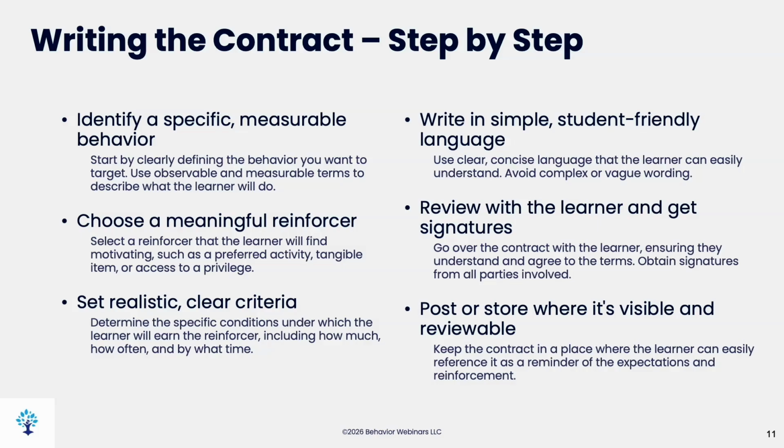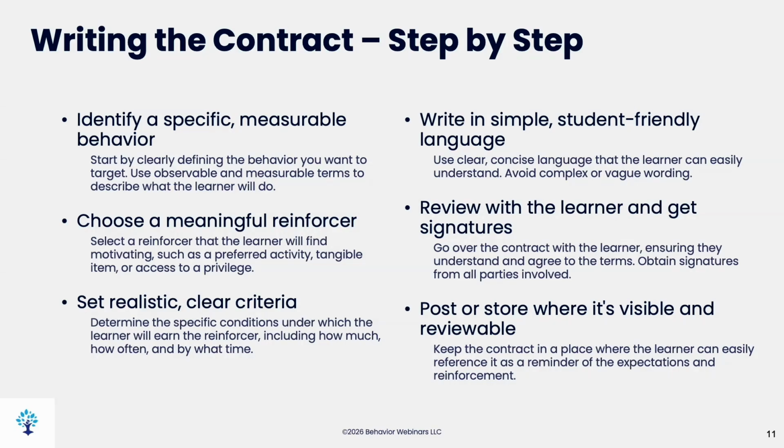When we write these, we start by clearly identifying the behavior you want to target and make sure you use observable, measurable terms. Then we also have to choose a meaningful reinforcer that the learner will find motivating, such as a preferred activity, tangible item, or access to a privilege. To make sure that those are meaningful, you need to do those preference assessments. And then you need a realistic, clear criteria. Determine the specific conditions under which the learner will earn the reinforcer, how much, how often, and what time. It has to be something attainable for that person.